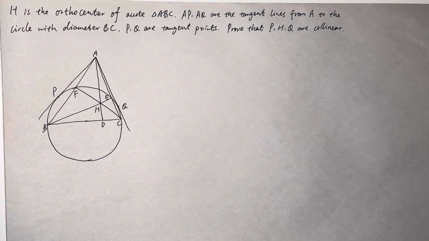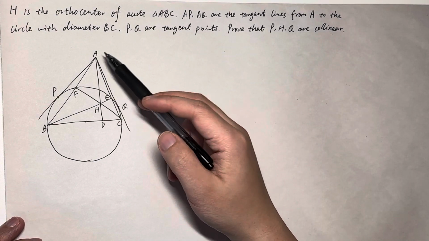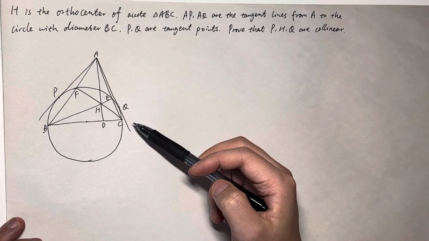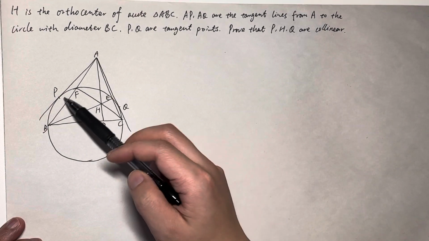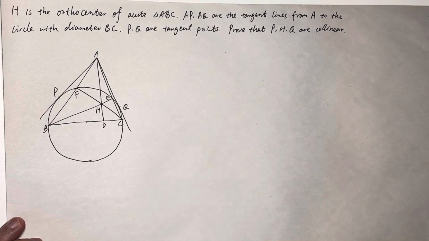So here is the problem. H is the orthocenter of acute triangle ABC. AP, AQ are the tangent lines from A to the circle with diameter BC. P, Q are tangent points. Prove that P, H, Q are collinear.